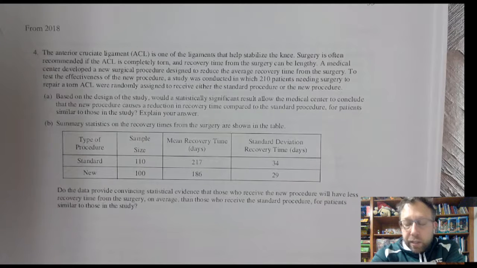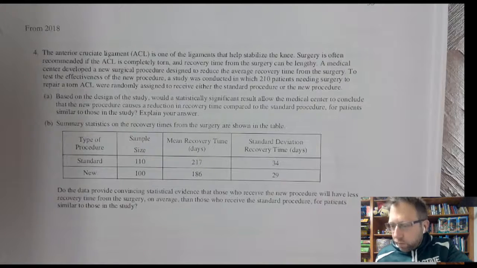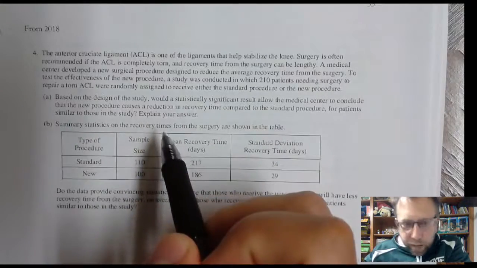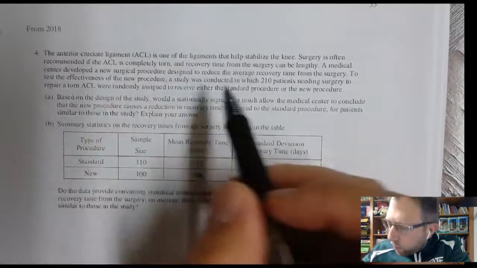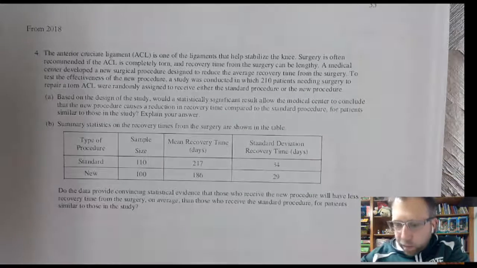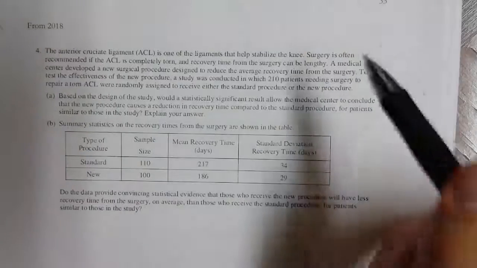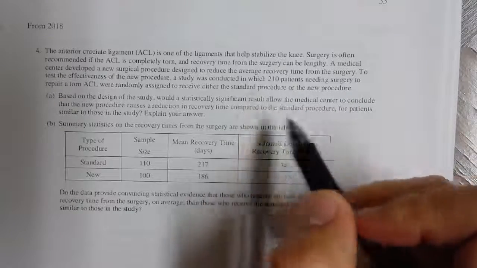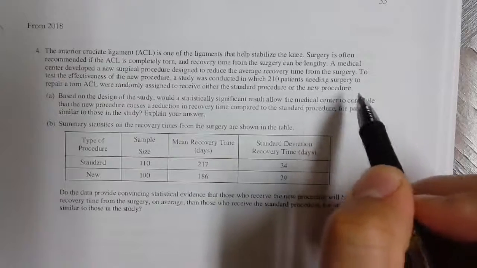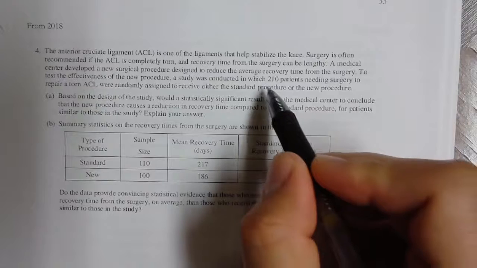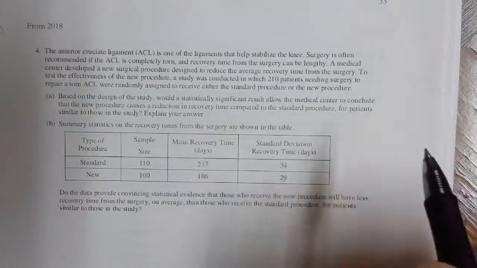This problem is about basically two different medical procedures. The ACL is one of the ligaments that help stabilize the knee. Surgery is often recommended if the ACL is completely torn, and recovery time from the surgery can be lengthy. A medical center developed a new surgical procedure designed to reduce the average recovery time from the surgery. To test the effectiveness of the new procedure, a study was conducted with 210 patients needing surgery to repair a torn ACL, randomly assigned to receive either the standard or the new procedure.